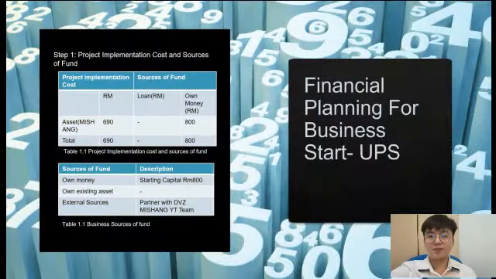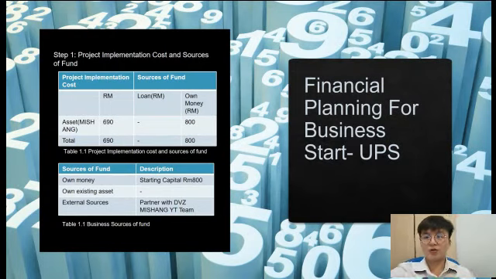Hi guys, my name is Gabriel Kaur Chok Jun and my matrix number is 69763. Now I'm going to talk about financial planning for our business startup. Each member contributes 80 ringgit as starting capital for our business, and in total there is 800 ringgit.